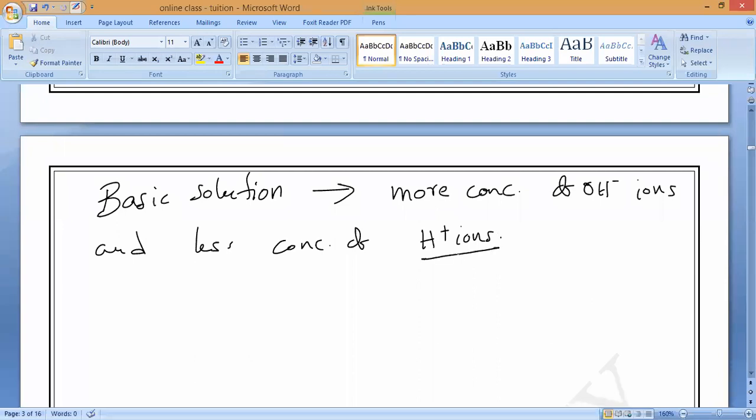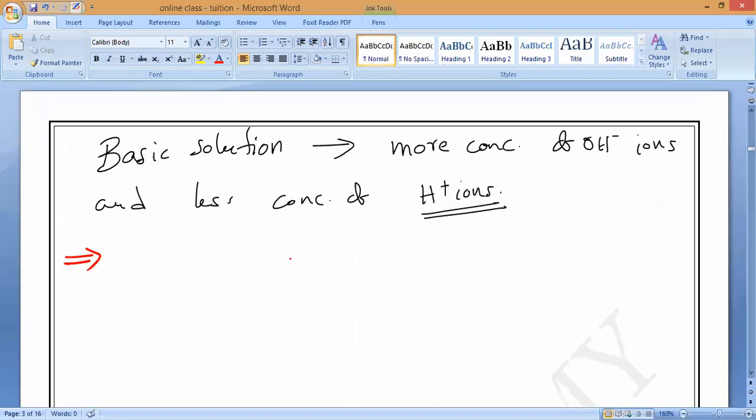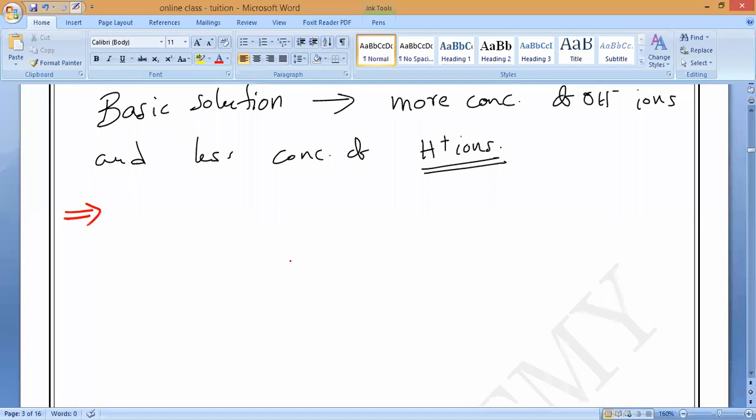Who is forming H plus ions? That is my question. Harini? Aravind? Who is forming H plus ions? Please tell me. Water only. The dissociation of water. Yes or no? That is what you have to remember. Ionization of water.